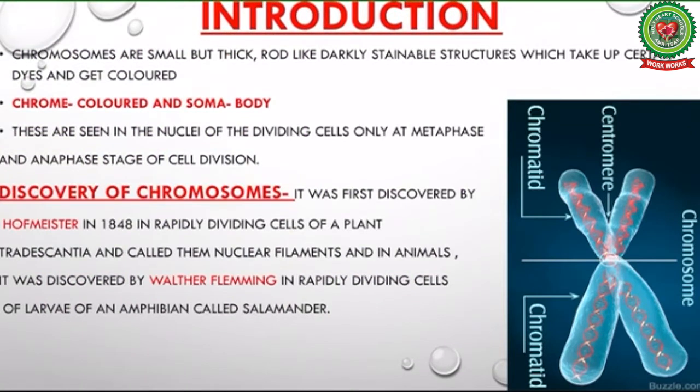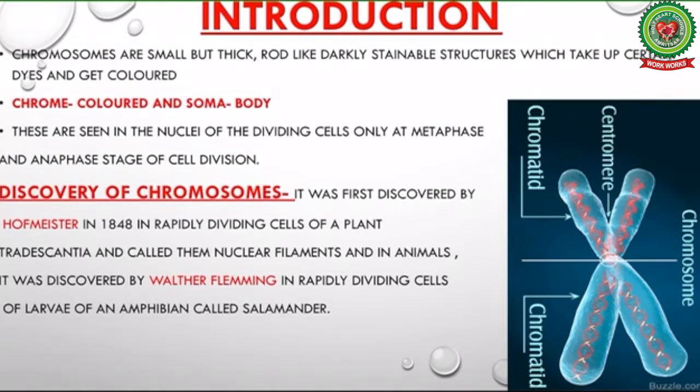Introduction. Chromosomes are small but thick, rod-like, darkly stainable structures which take up certain dyes and get colored. The word chrome means colored and the word soma means body, hence colored body. These are seen in the nuclei of the dividing cells only at metaphase and anaphase stage of cell division.